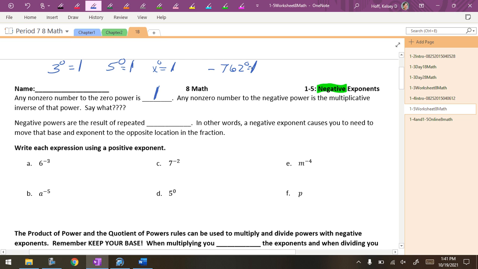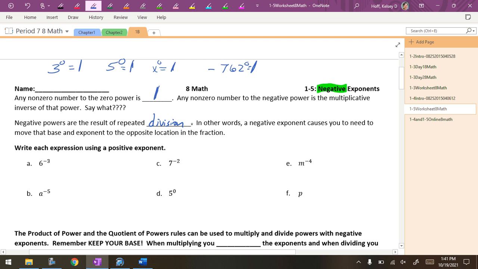Second rule today, any non-zero number to a negative power is the multiplicative inverse of the power. Yeah, we got that, right? In other words, negative powers are the result of repeated division. In other words, a negative exponent causes you to need to move that base and the exponent to the opposite location in a fraction.